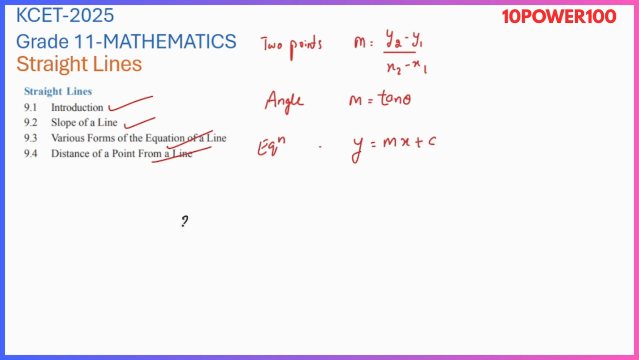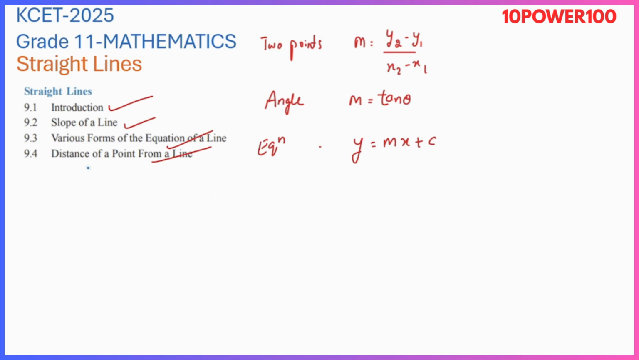Now for example, if I give you 3x plus 2y is equal to 6, in that case we make it 2y is equal to minus 3x plus 6, right? So y is equal to minus 3 by 2 x plus 6 by 2. 6 by 2 will become 3. So here the slope of this equation will become minus 3 by 2, like that.